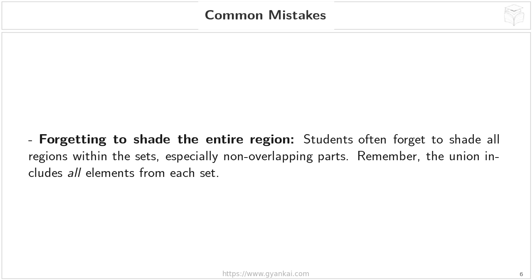First, it says, forgetting to shade the entire region. Now, remember from the previous slides, when we're finding the union of sets, let's say sets A and B, we're looking for everything that's in either A or B or both. So, when you're representing that visually with a Venn diagram, it's crucial to shade all parts of both circles. Don't just shade the overlapping section, which represents the intersection. Shade the parts of circle A that don't overlap, the parts of circle B that don't overlap, and the overlapping section. If you leave any part unshaded, you're missing elements that belong to the union.